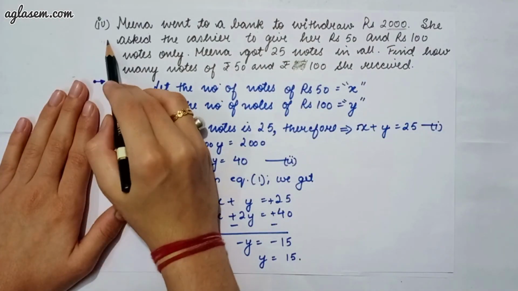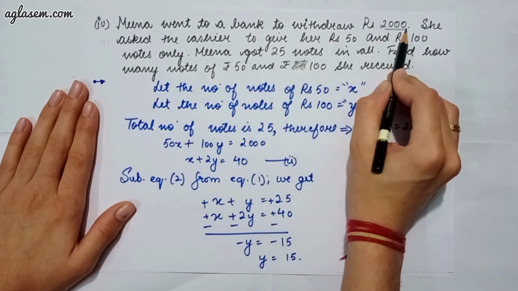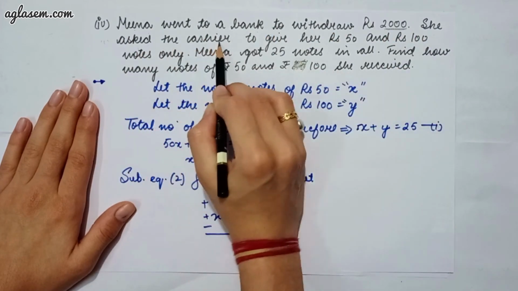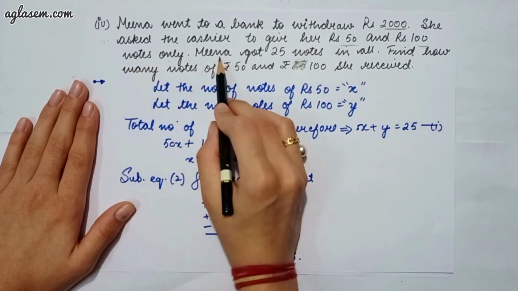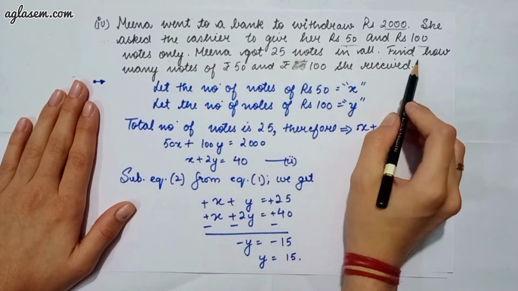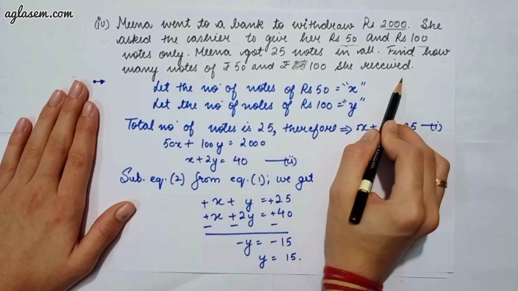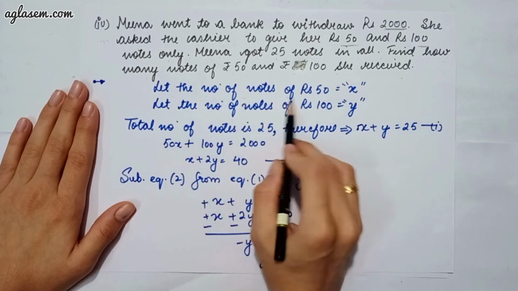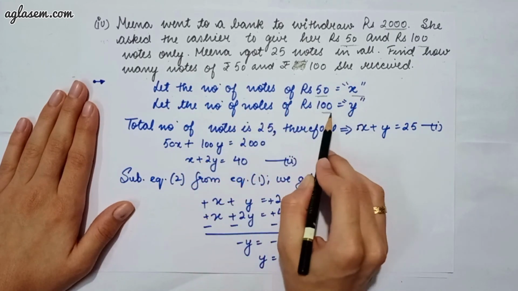Moving to our fourth and the last part, which says Meena went to the bank to withdraw rupees 2000. She asked the cashier to give her rupees 50 and rupees 100 notes only. Meena got 25 notes in all. How many notes of rupees 50 and rupees 100 did she receive? So here we have to let the number of notes of rupees 50 be X and the number of notes of rupees 100 be Y.